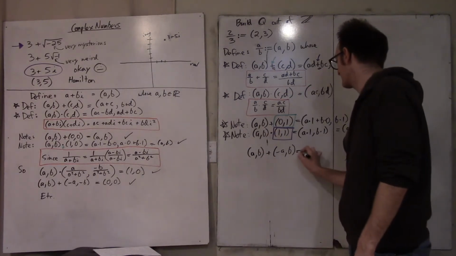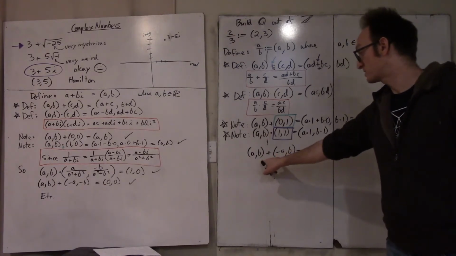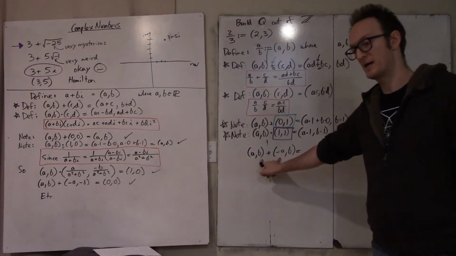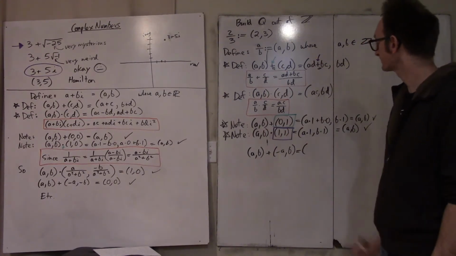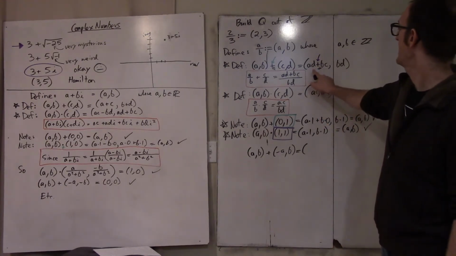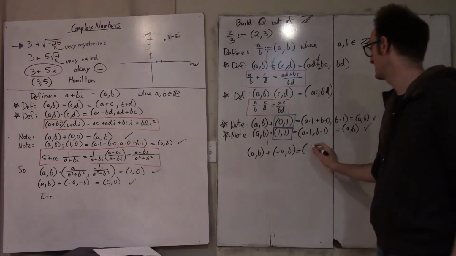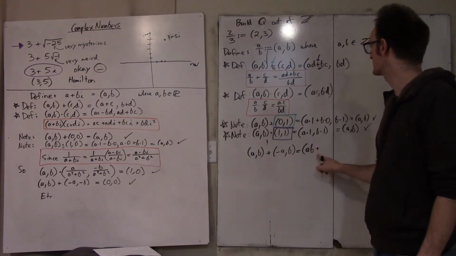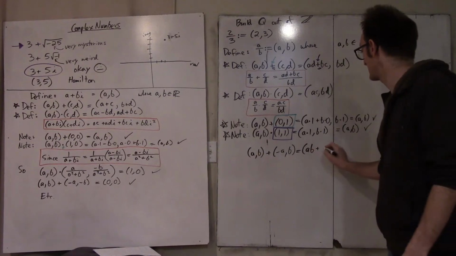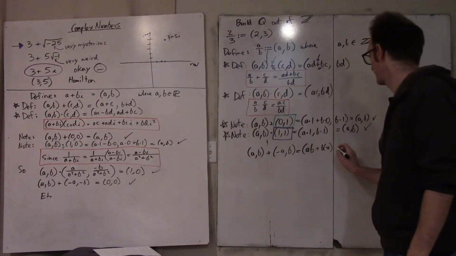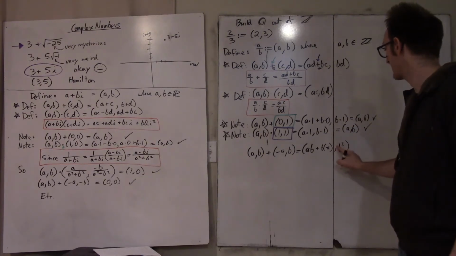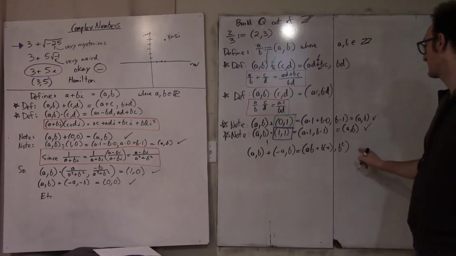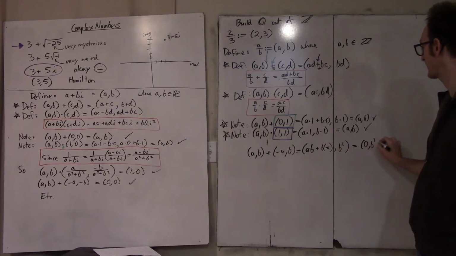But now something bad is about to happen, because when I add these two, which intuitively should give me 0 over 1, it should give me 0, what happens? Let's go back up and follow the rule: ad, so that's ab, plus bc, so b times negative a. So far so good. Comma, bd, so that's b squared. So what we get is that this is (0, b squared).